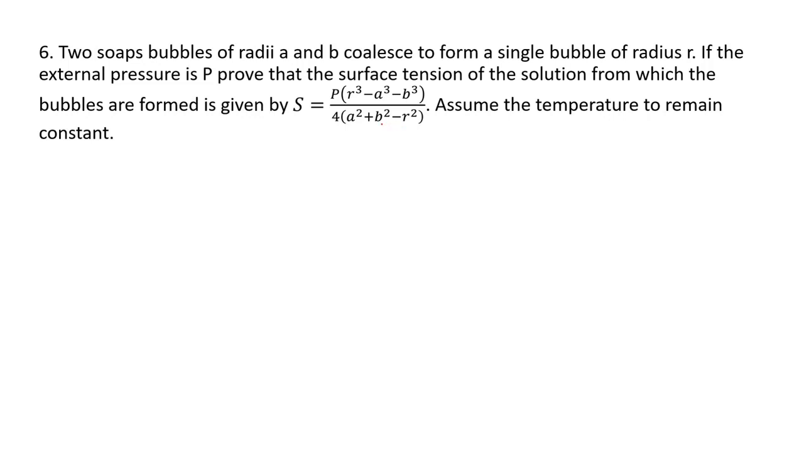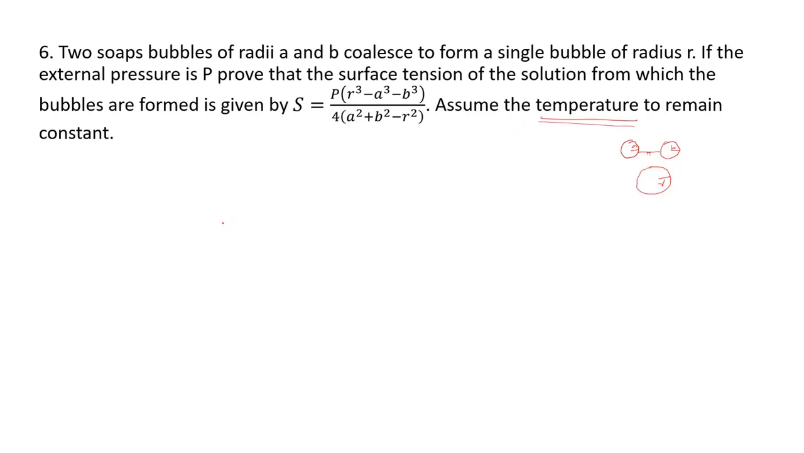So what is the scenario? We had two air bubbles, and these two air bubbles coalesce together, they combine together to form another bubble of radius R. So what is common in these situations? In this situation, it is given that temperature is a constant.